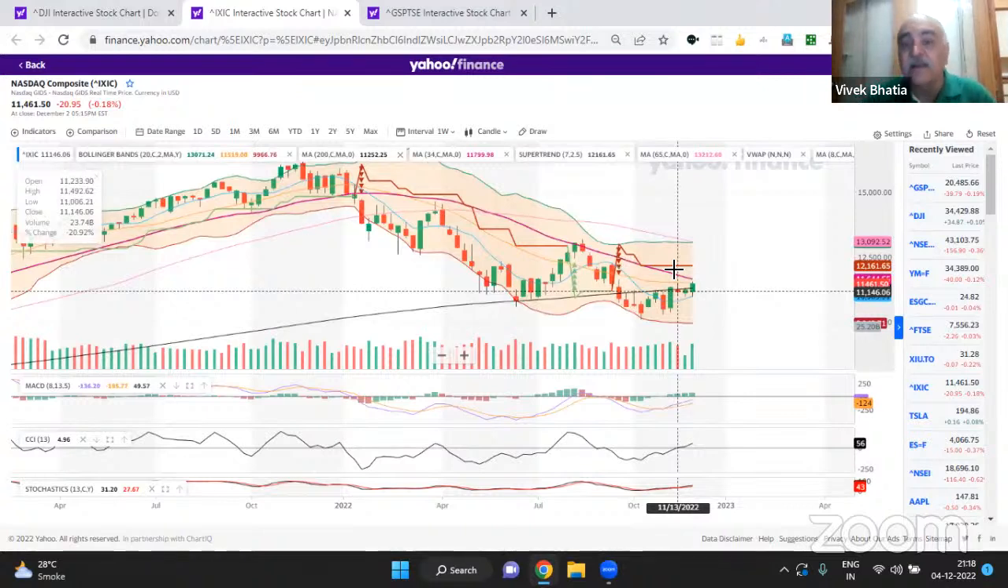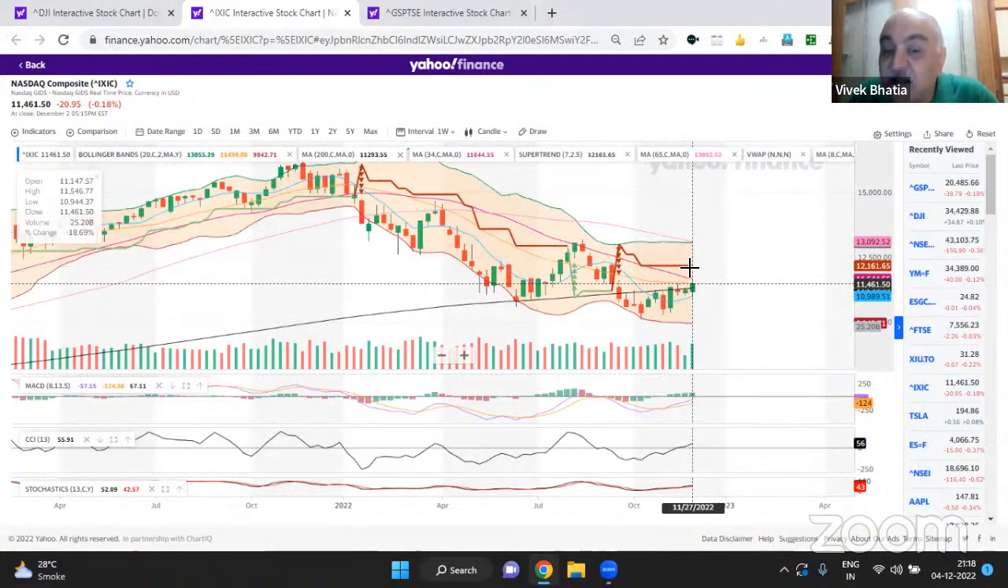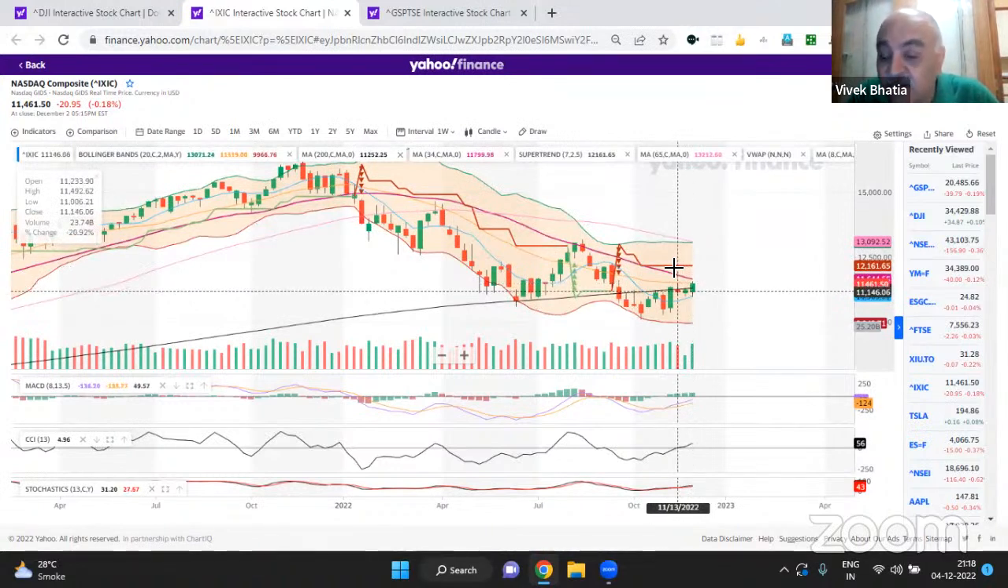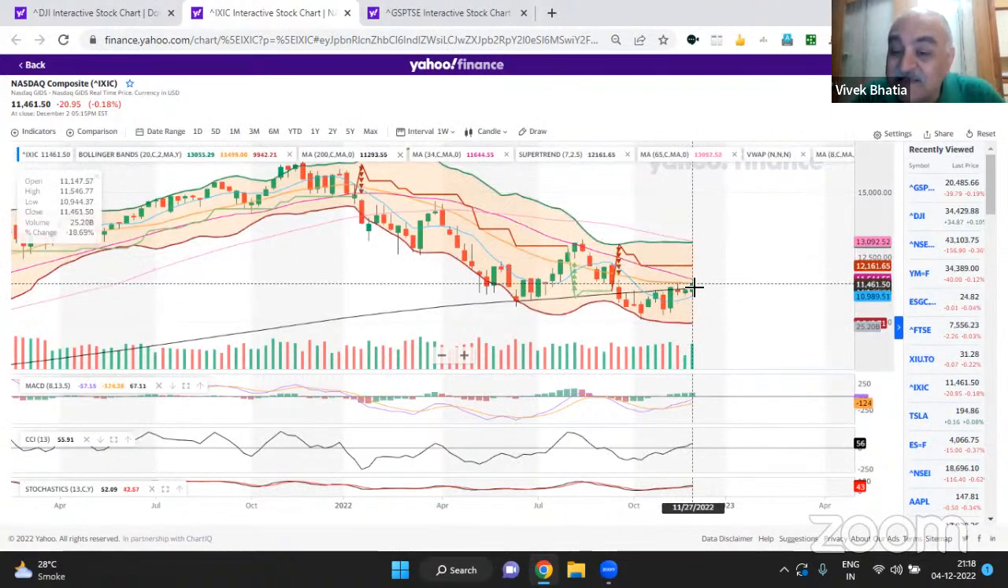That means I'm looking at another about 700 points on NASDAQ spot. That is the first resistance, which will be here at 12,150, 160. 12,150, 12,160 is your first resistance for NASDAQ spot on a weekly closing.